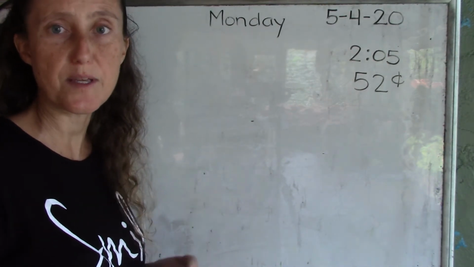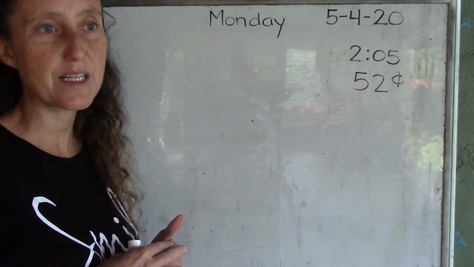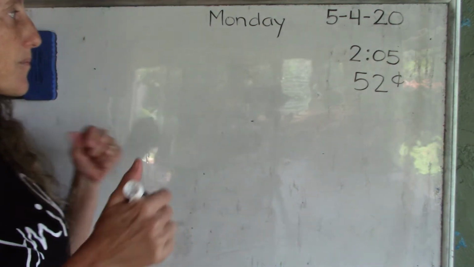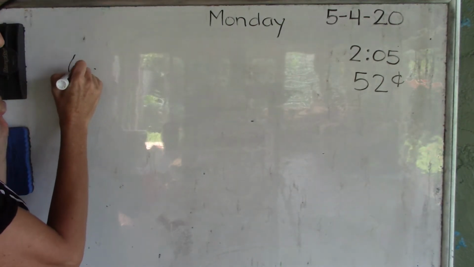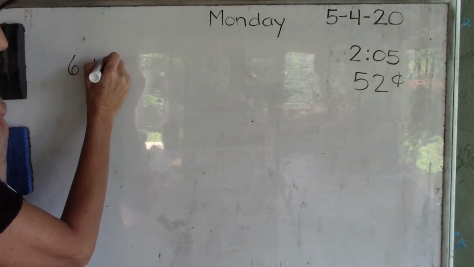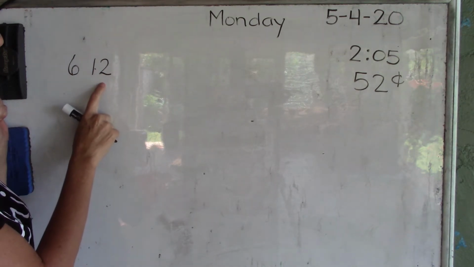Okay, last week we did the 5s, and that was easy, but we're going to challenge ourselves this week, and we're going to do 6s. We're going to do the multiples of 6. Okay, so we're going to start right here. We're going to do 6, 12. So 6 times 1 is 6. 6 times 2 is 12.